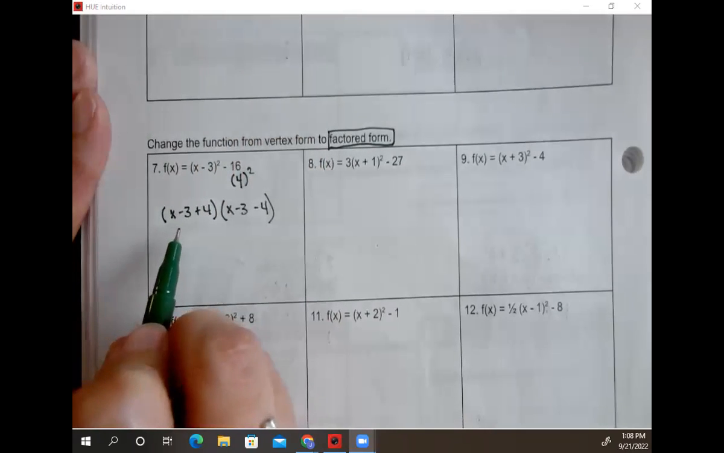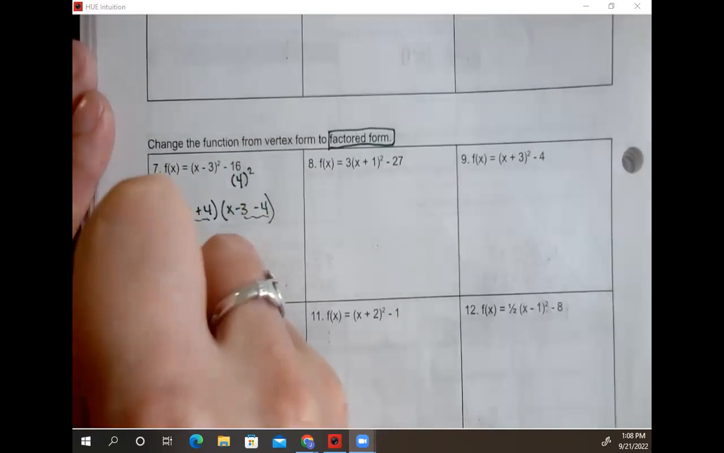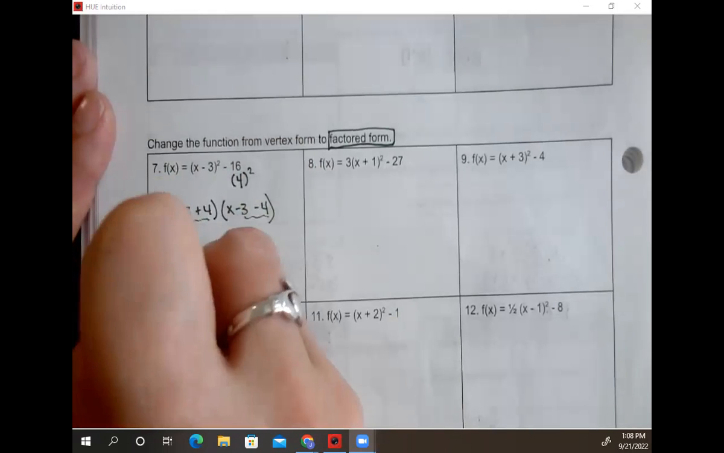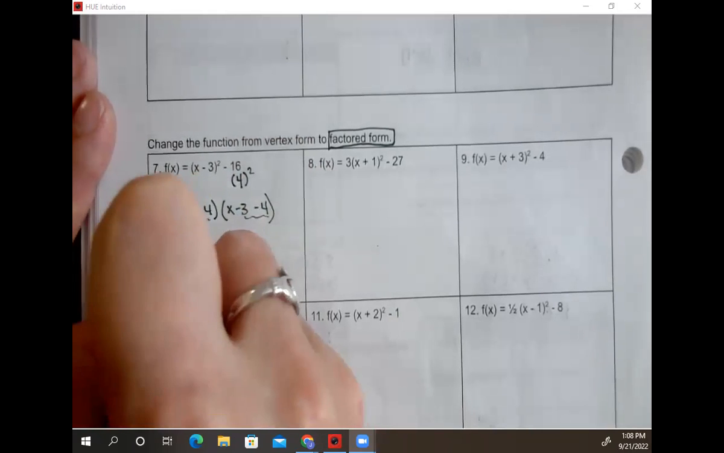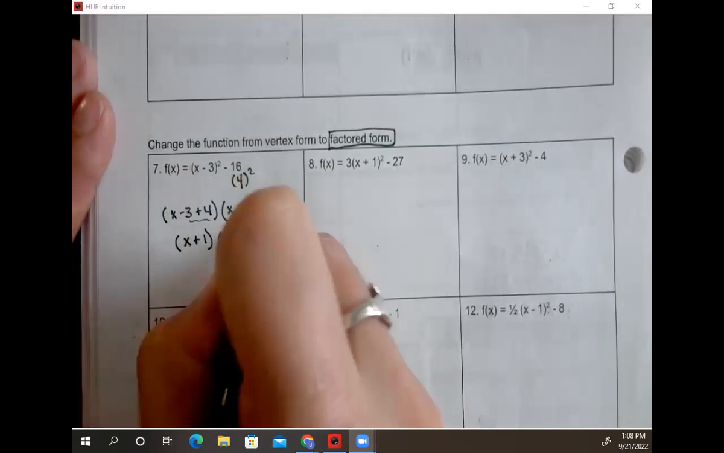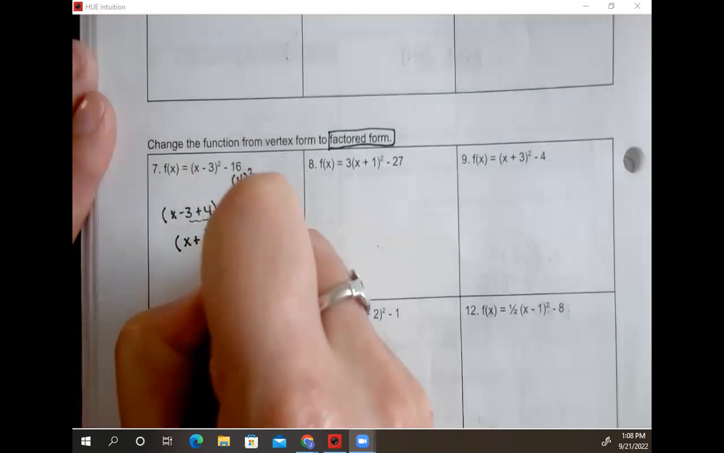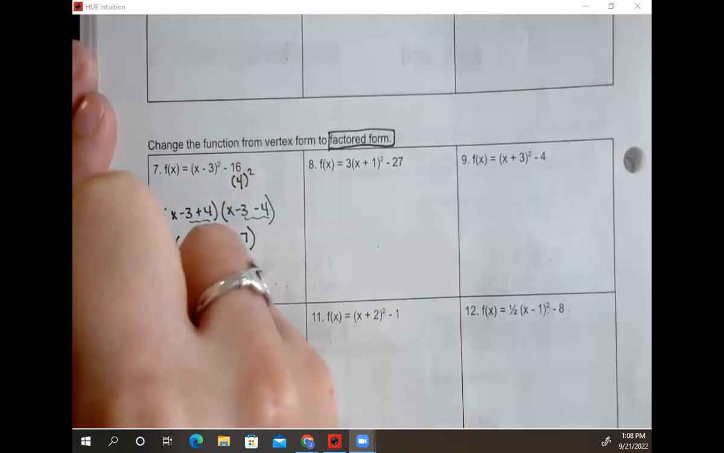Now I'm going to tidy up my factors. So that means I'm combining the like terms in here. I'm combining those numbers. In my first factor, negative 3 plus 4, that would give me 1. So I have x plus 1. In my second factor, minus 3 minus 4 would be minus 7. So I have x minus 7. There's my factored form.